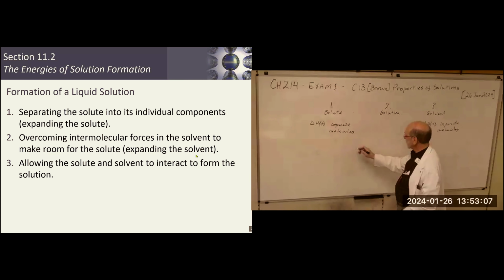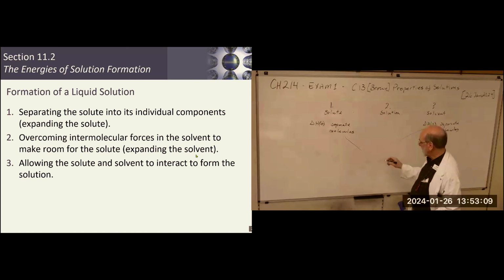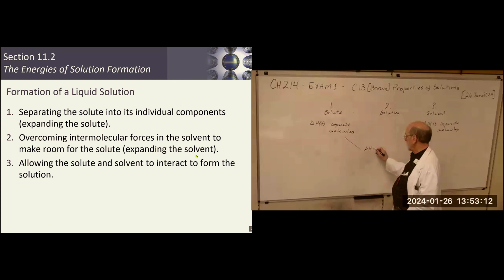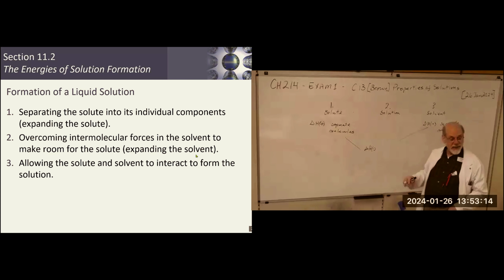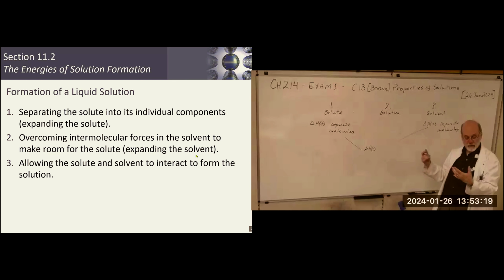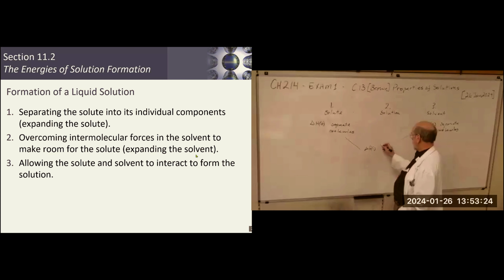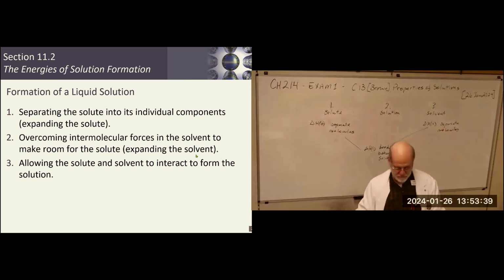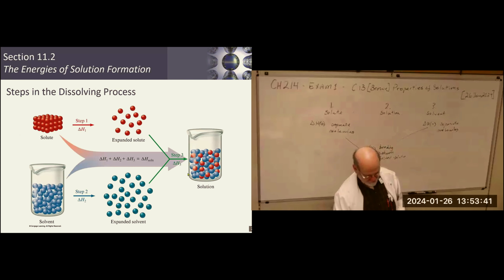Then we take these separated and put them together, and this is exothermic. We get energy back when these two interact with one another. They come closer together, they form their bonds. They're intermolecular bonds, and this is bonding between solvent and solute. Okay? That's basically what that says.